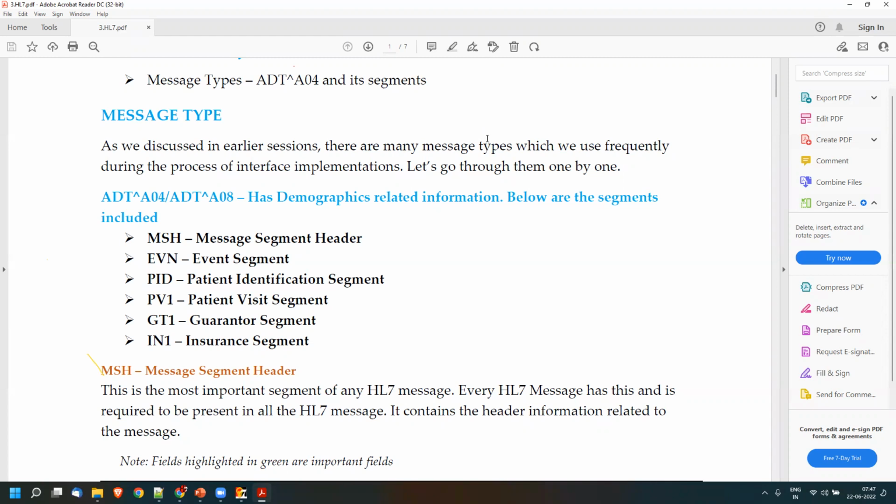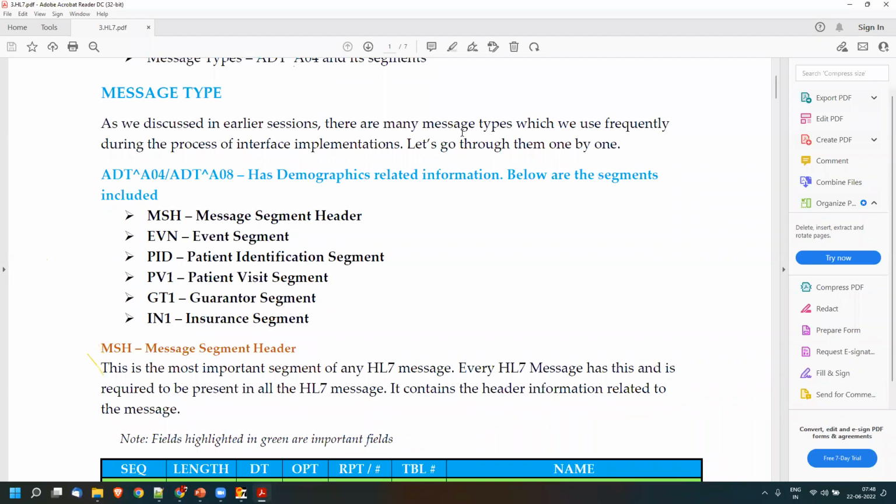You may see ADT A04 messages which may have only MSH, EVN, and PID. It may not have other segments. From my experience, I have created these structures, and these are the generic segments that you would be seeing in real-time implementations. How do you arrive at a particular structure? It is a concept of profiling, which we'll take a look at the end of our training. Not needed at this point right now. So any ADT message usually contains these segments in most common scenarios. 95% of the implementations will have a combination of these segments.